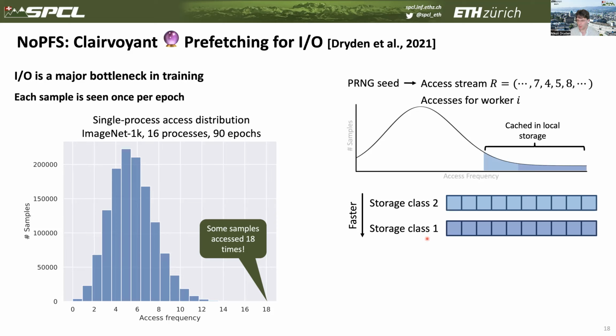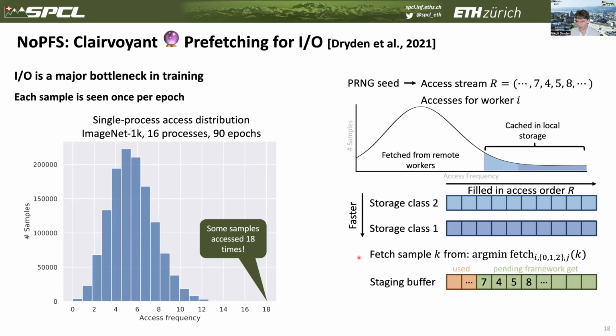The samples that are accessed most frequently are cached locally in very fast storage, for example, DRAM. The ones that are accessed a little less frequently are cached, for example, in a node-local SSD. And you can repeat this for as many storage hierarchies as you have. And we can fill this cache in the optimal order because we know the order these samples will be accessed in. But because NoPFS is a distributed cache, any samples that are not cached locally, we can fetch from remote workers. And we decide where and how to fetch using a performance model that I won't get into here, but that allows us to make these decisions very efficiently.